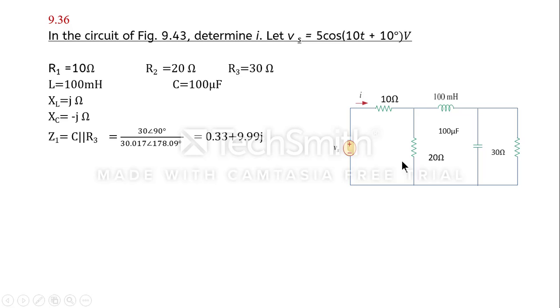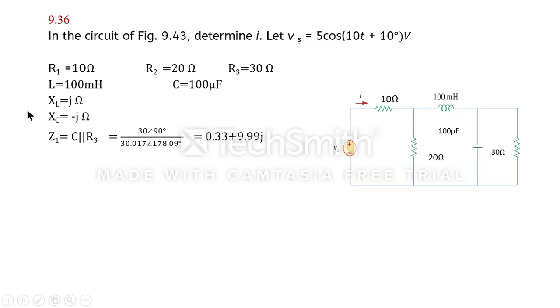Thus, we have to find Z3 by parallel combination, and at last, the last resistor, that is the 10 ohm resistor, would be in series with the Z3 impedance. Thus, we can sum up the values to find the total impedance, and as usual, we can find I, which is equal to V by Z.